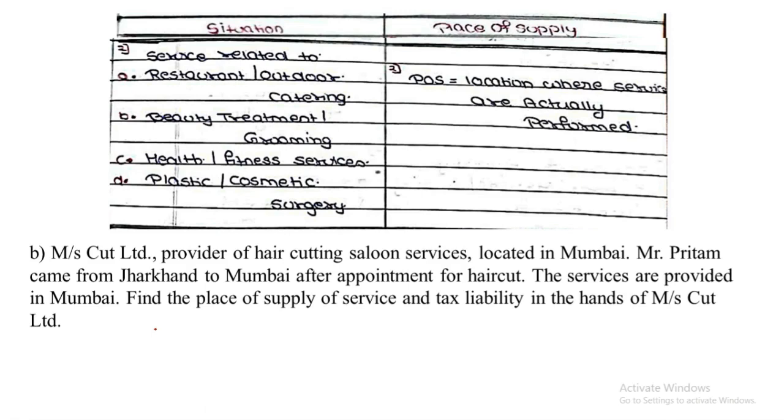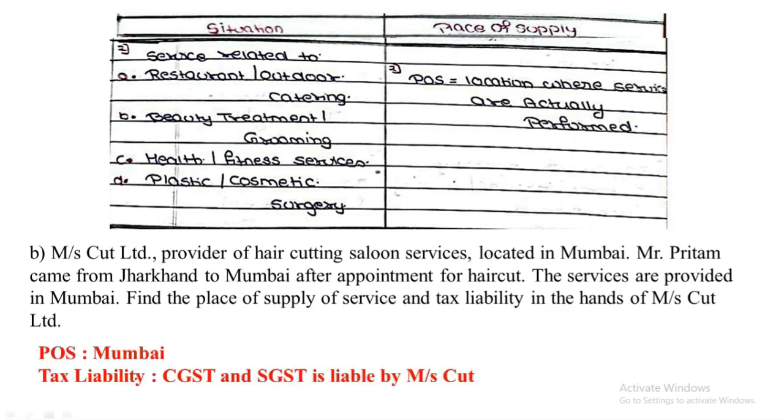So now again, hair salon, that is beauty treatment, the rule is wherever the beauty treatment takes place, that place will become the place of supply. In our case, it is Mumbai. So tax liability will be CGST and SGST, and the place of supply will be Mumbai.